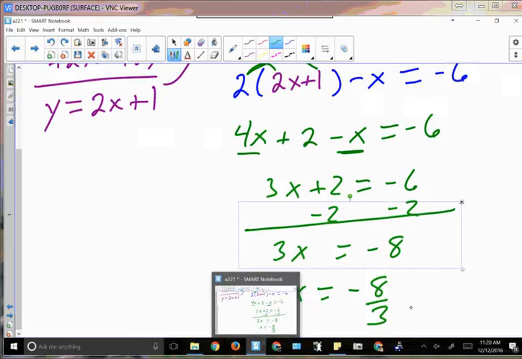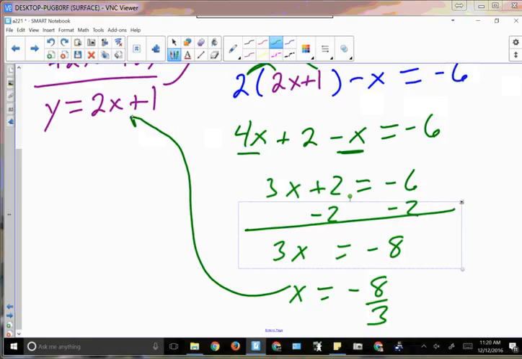Okay, so now that we're down to x equals negative 8/3, what are we going to do with that? Well, just like I had done before, up here I knew what y was supposed to be equal to, so I was able to substitute that in and work with it. Now that I know what x is equal to, I am going to plug it in up here for what x is supposed to be.